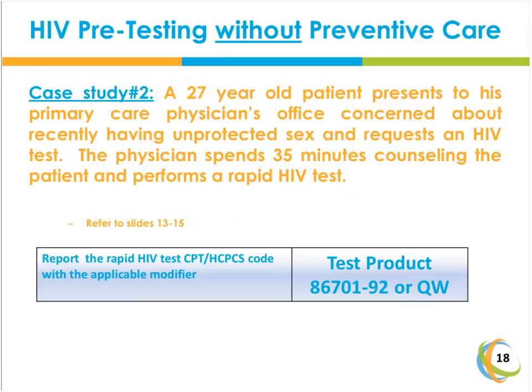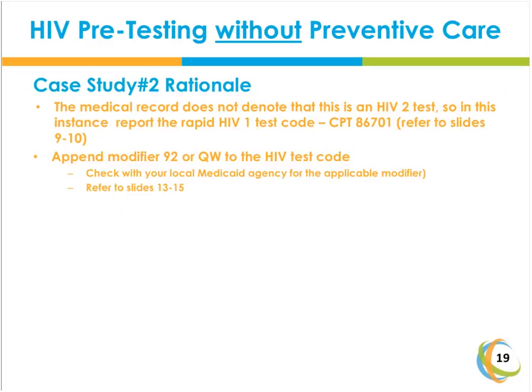The next example describes HIV pre-testing without preventative care. And so again, it's the same code, 86701, Modifier 92 or QW, depending upon the local Medicaid agency's guidance. So this slide just provides you the rationale, and again, it's the same as case study number 1.